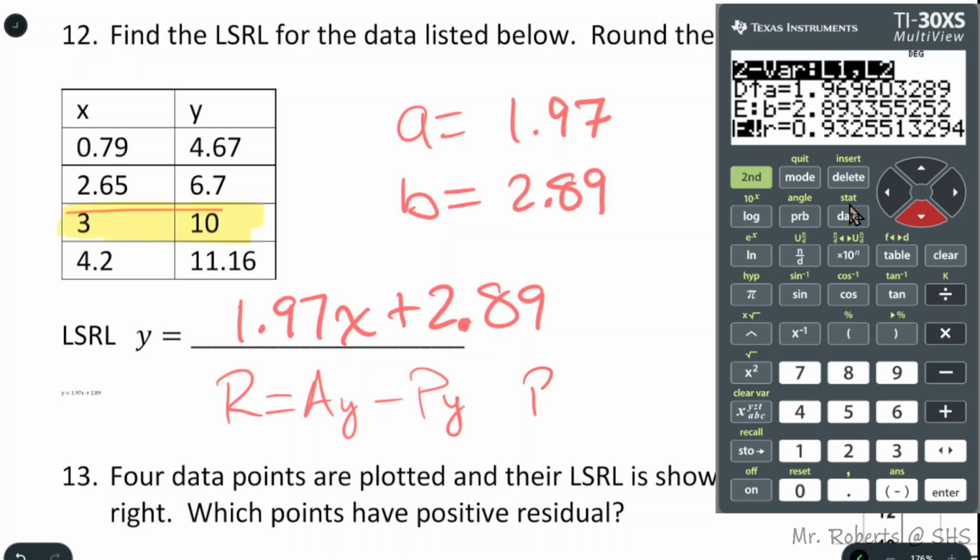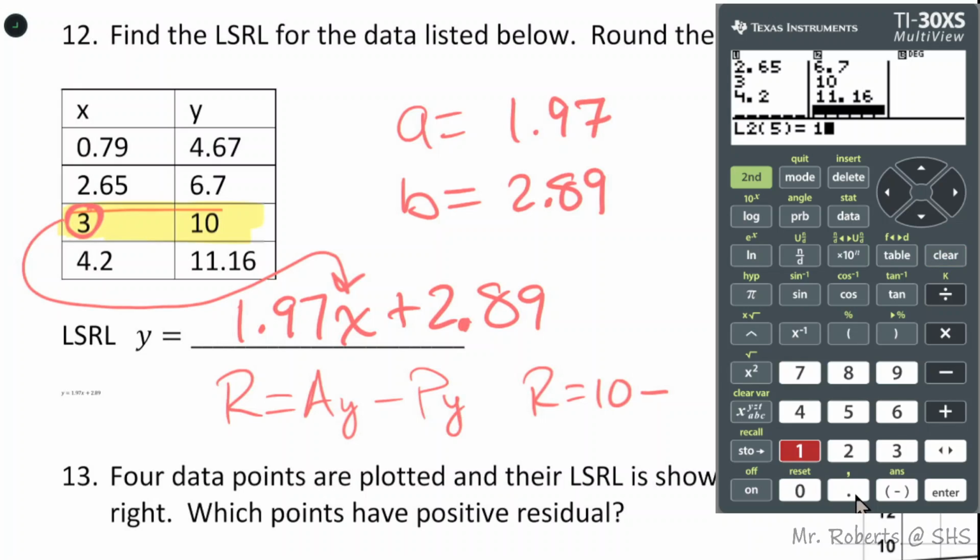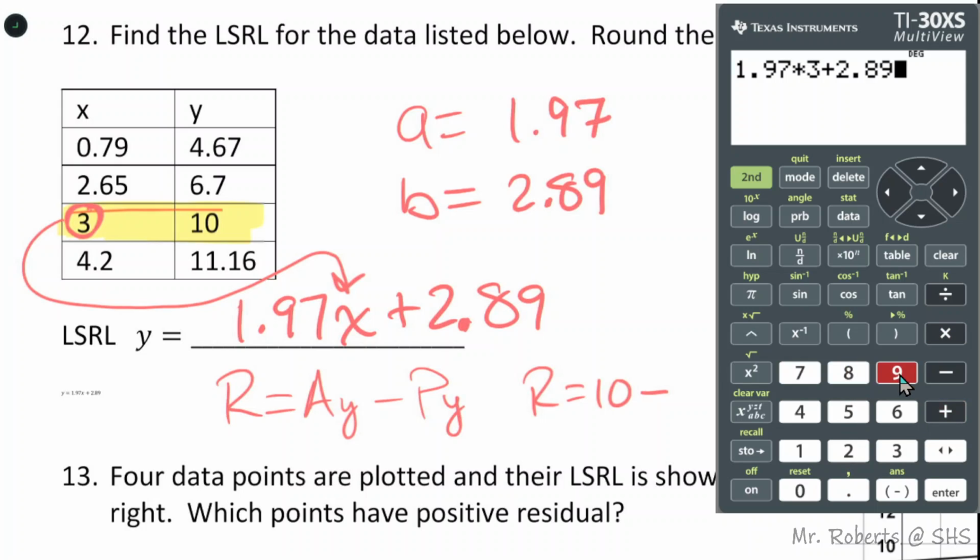So I'd say residual equals 10 minus the predicted value. In order to figure out the predicted y value, I've got to take the number 3 and plug it into the equation right there. So I'm going to do that calculation. I'll clear my calculator with second, quit. I'm going to say 1.97 times 3 and then plus 2.89 and press enter.